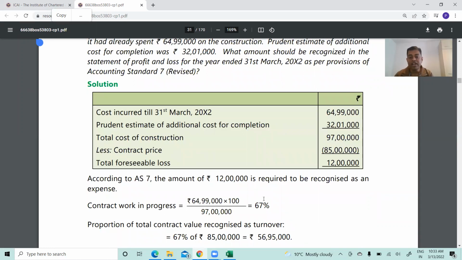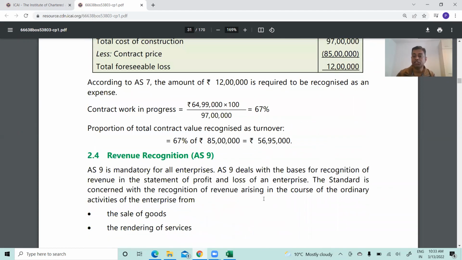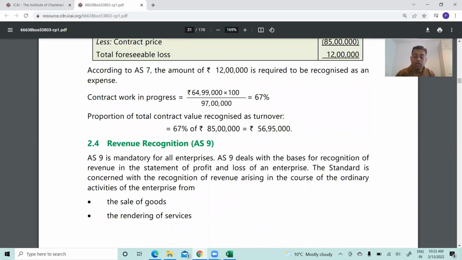So now we will move to AS9. Put the heading AS9, revenue recognition. Dharani, can you turn on the mic and say hi? Hi, sir. Hi, what is the AS9 heading?